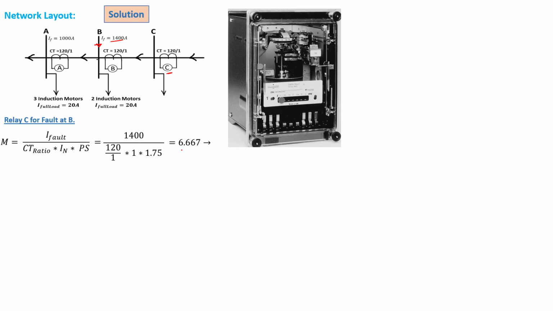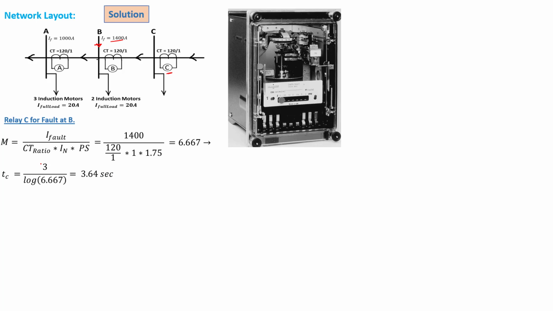So we find a multiple of setting of 0.666, whereas for relay B on the fault on bus bar A, we had 1000 amps of current and a plug setting of 1.25, and that also gives a 6.667 multiple of setting. So we can go ahead and calculate our TC. Okay, that will be for this relay.